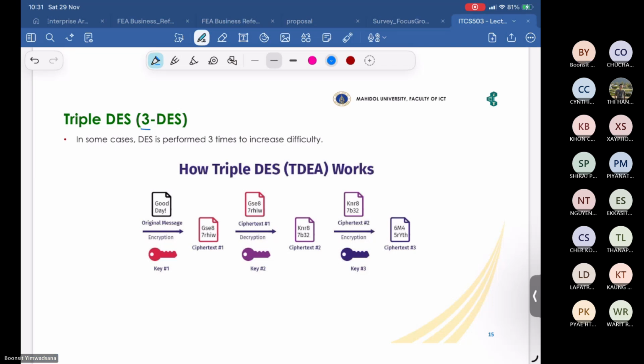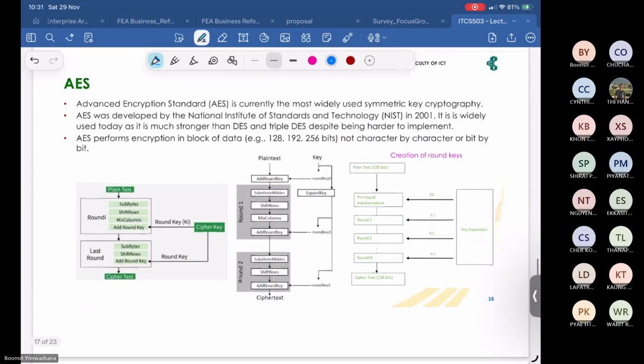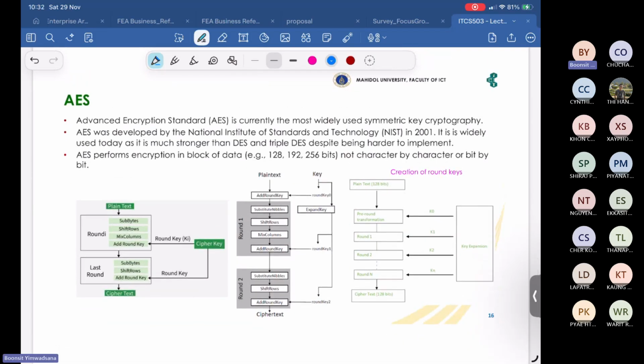But there are still some computers today that can start breaking this method already. Another method is called AES. AES stands for Advanced Encryption Standard. So with DES, if one can crack DES, triple DES doesn't matter, right? So we need to come up with a different method called AES.